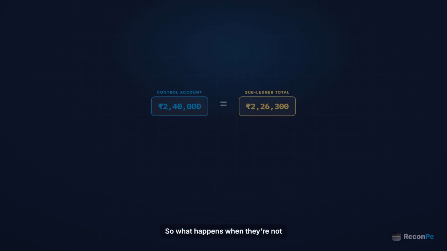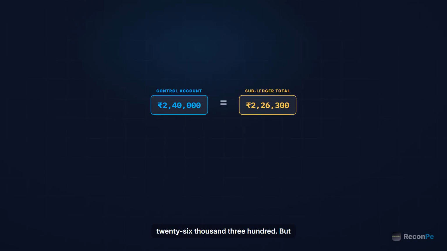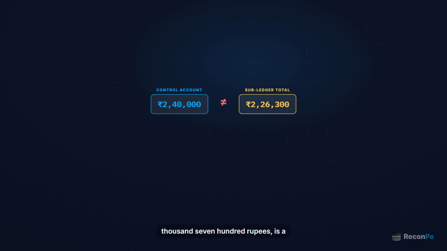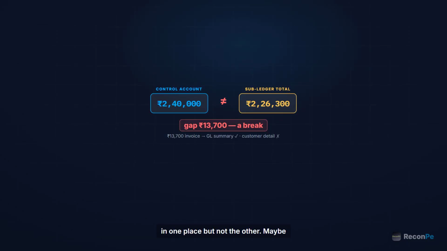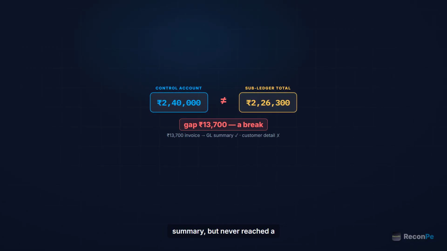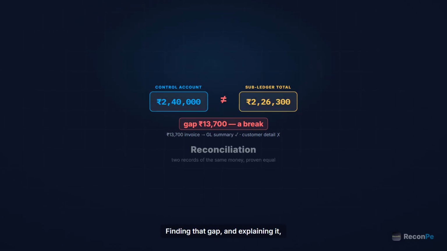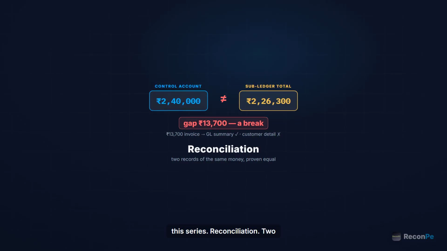So what happens when they're not equal? Say you add up every customer in the sub-ledger and get 2,26,300. But the control account reads 2,40,000. That gap, 13,700 rupees, is a problem. It means money got recorded in one place but not the other. Maybe an invoice hit the general ledger's summary but never reached a customer's account in the detail. Finding that gap and explaining it has a name you'll hear for the rest of this series. Reconciliation. Two records of the same money lined up and proven equal.